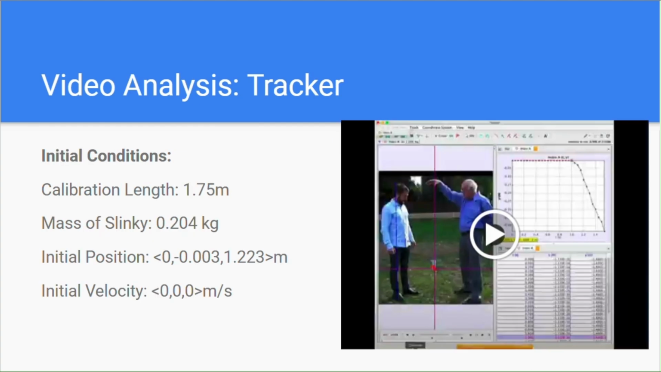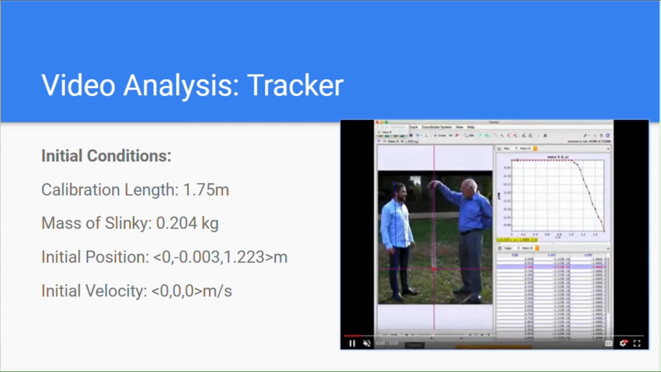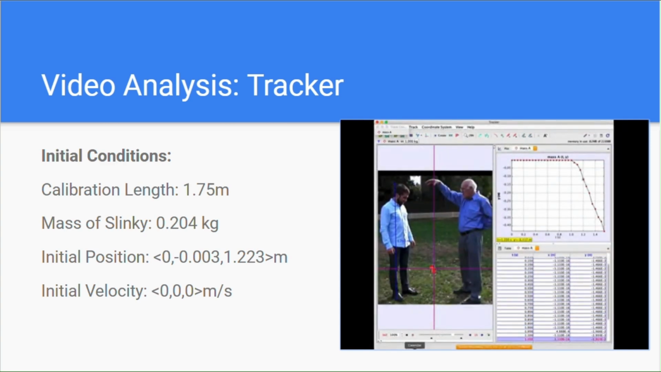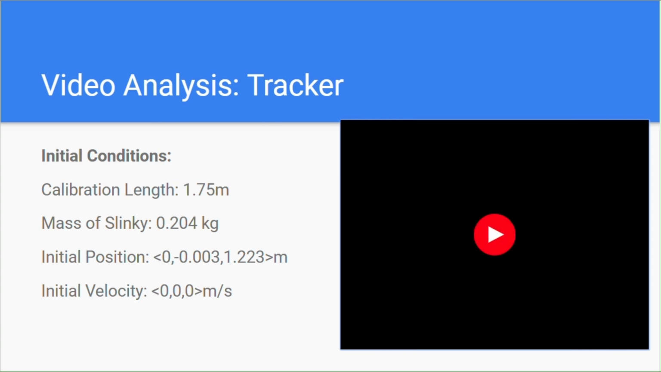So on the right, you can see a video analysis of the tracker. So the initial conditions for the tracker are the calibration length is 1.75 meters, the mass of the slinky is 0.204 kilograms, the initial position is, in component form, 0, negative 0.003, 1.223 meters, the initial velocity is 0 because it starts at rest.